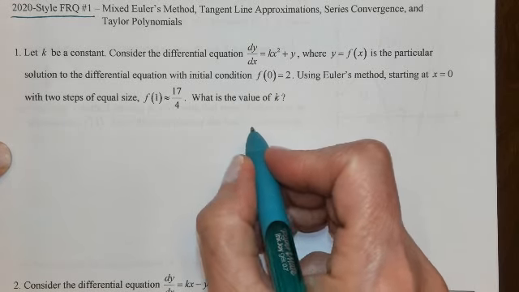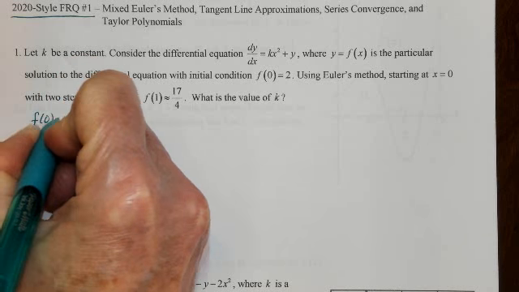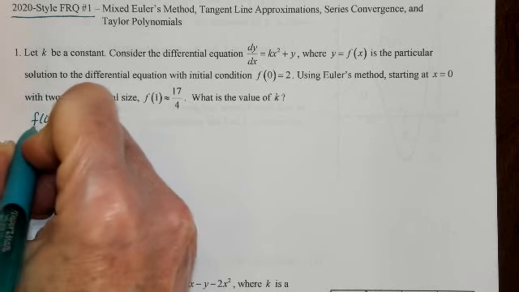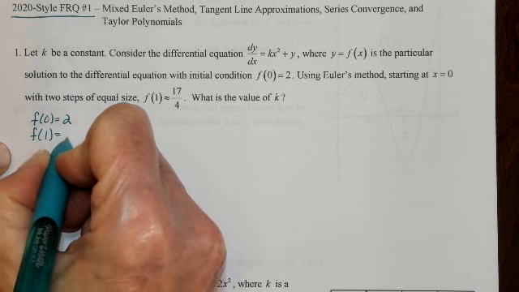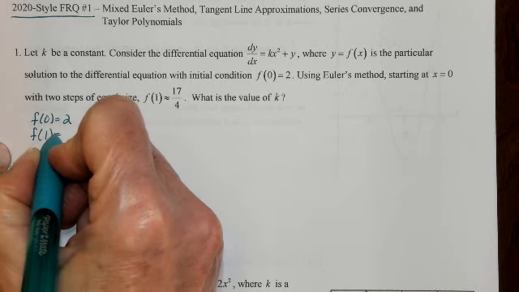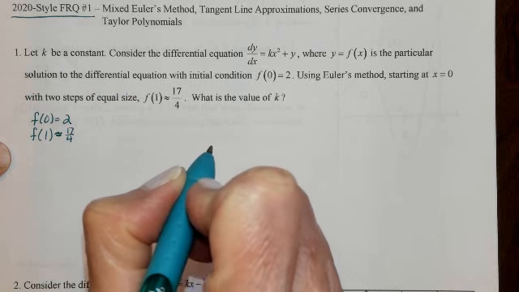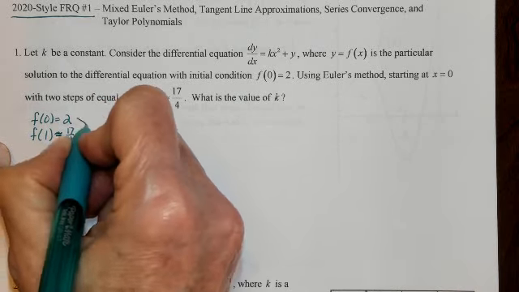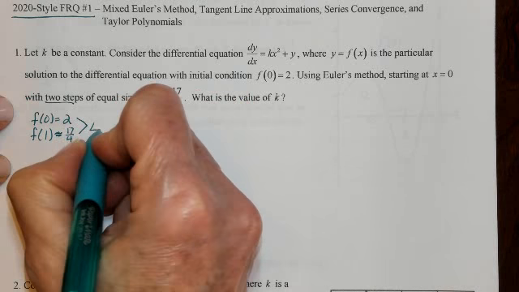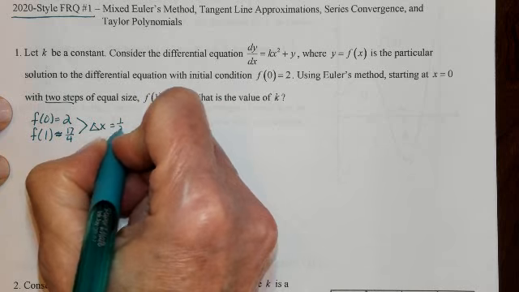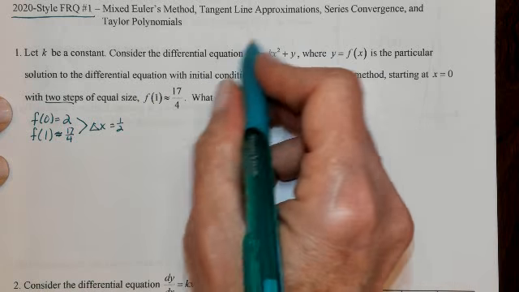Alright, let's start off how we usually would start off. So we start off with our initial point. Here's our initial point. And we usually would be trying to get f of 1. In this case, usually I'll put a question mark there, but in this case they tell us that f of 1 is approximately 17/4. This tells us, since we have two steps of equal size going from 0 to 1, delta x here would be 1/2. Okay? And our dy dx is given to us.